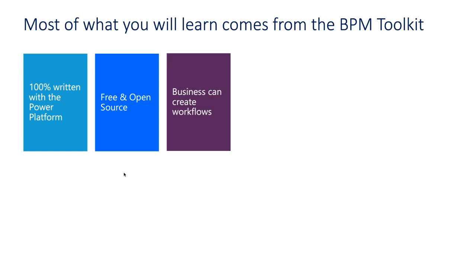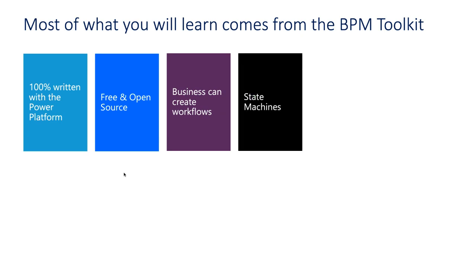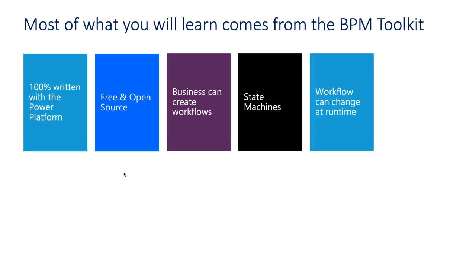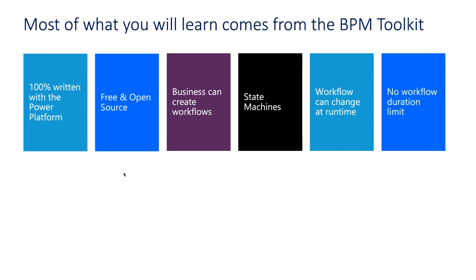In this tool, business users can create a workflow. They don't need to know Power Automate. It provides a state machine, which is something that we don't have in the Power Automate engine. So you can go back and forward in the business process, which is the minimum you need for creating complex business applications. Workflows can change at runtime. That's something possible. Even though the process has started, you can still change it. There's no workflow duration limit. You know that with Power Automate, there is a 30 days limitation in the workflow, which is really annoying when you want to deal with complex business processes. With the toolkit, there's no limitation.